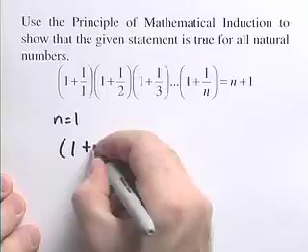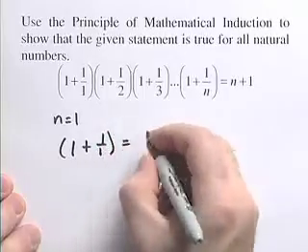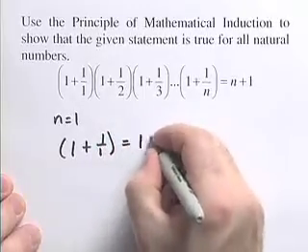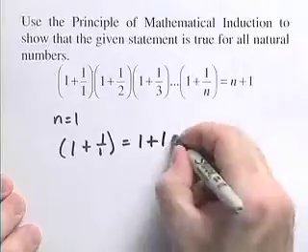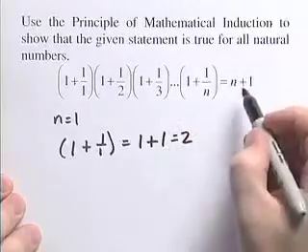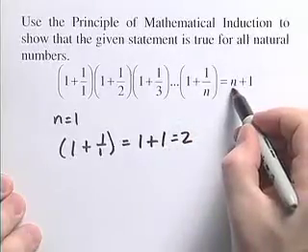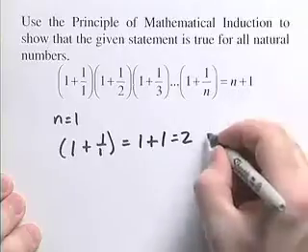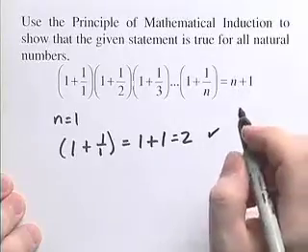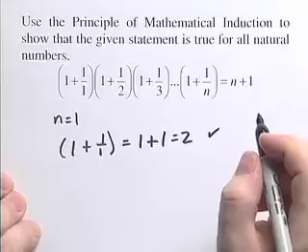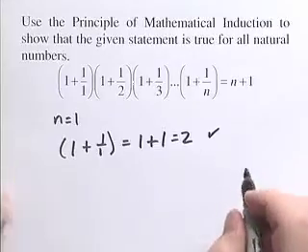That gives us 1 + 1/1, which equals 1 + 1, which is equal to 2. And we see that if n is 1 on this side, 1 + 1 is equal to 2. So that does indeed check. So condition 1 holds. Next we need to check condition 2.